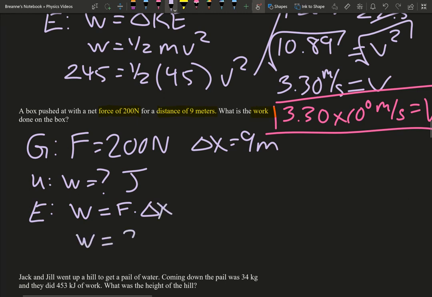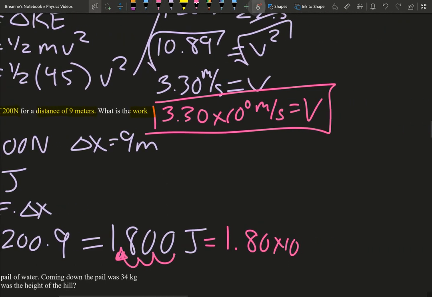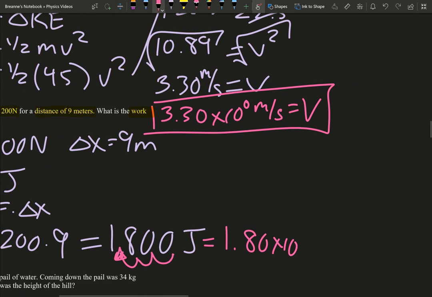So our equation would be work equals force times distance. Plug in what you got. So 200 times 9. Plug that into your handy dandy calculator, and you get 1800 joules. Putting that in scientific notation, you gotta move it 1, 2, 3 times. So it becomes 1.80 times 10 to the third joules.